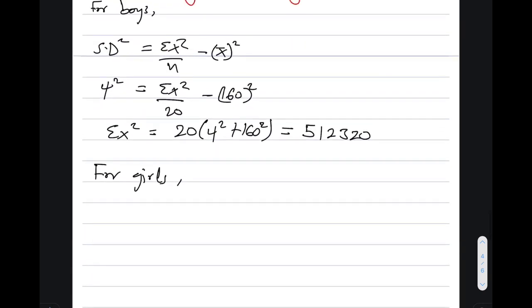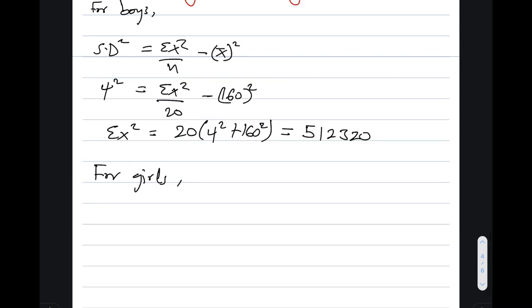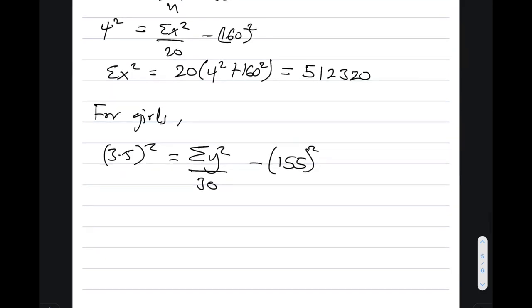Now we are going to square the standard deviation. The standard deviation of the girls was given as 3.5. So you have 3.5 squared is equal to sigma y squared over the number of girls, 30, minus the mean, which is 155 squared. So if we make sigma y squared the subject, then what we are getting is 30 into bracket 3.5 squared plus 155 squared.